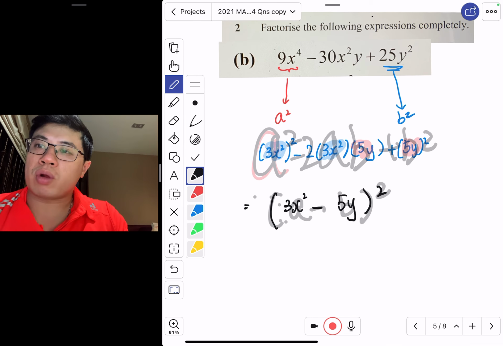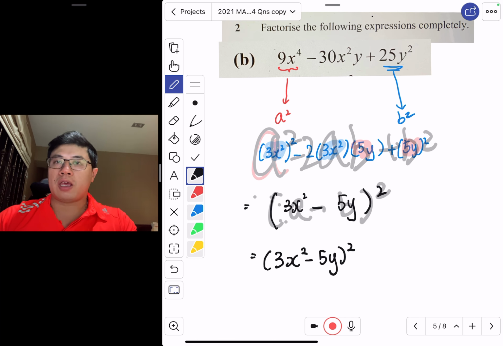Let me just write it up properly without the shadow at the back. Factorizing this gives me 3x square minus 5y bracket square. Okay, thank you.